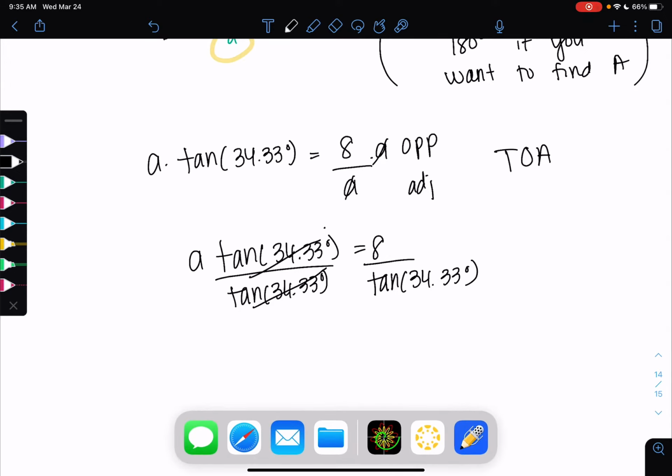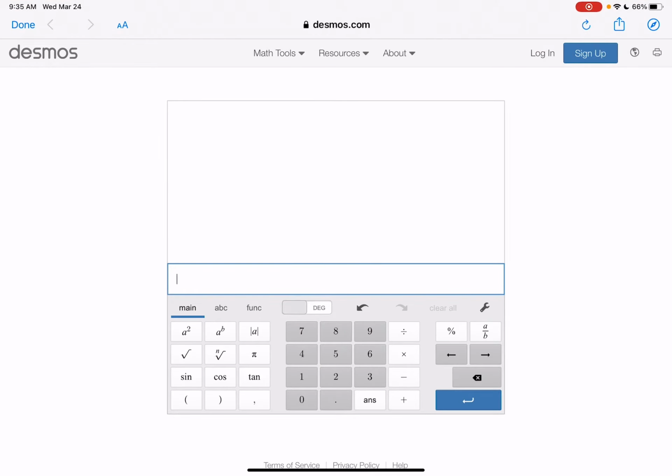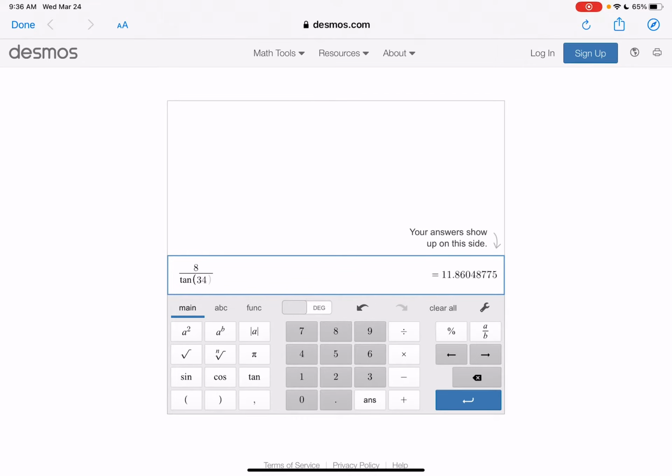If you're using the Desmos calculator, just make sure this is radians, RAD is radians, which is what we typically use, but we want to be in degrees right now. So we'll do 8 divided by tangent of 34.33. And we get 11.7, right? If we change it to radians, it's a different answer. So always make sure your calculator's in the right mode.